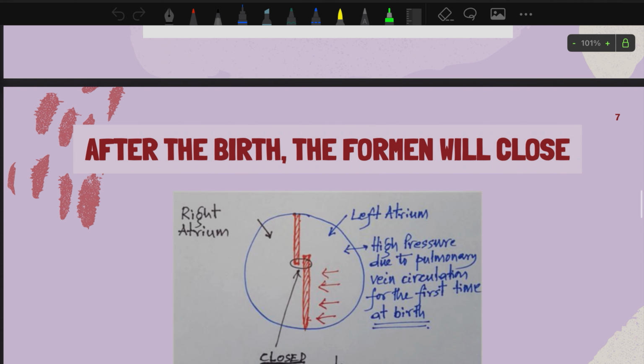Now we will see how the foramen ovale closes. Excuse me for this mistake, it's spelled with an A. After birth, the foramen ovale will close, but how exactly? When the baby starts crying, he takes his first breath.